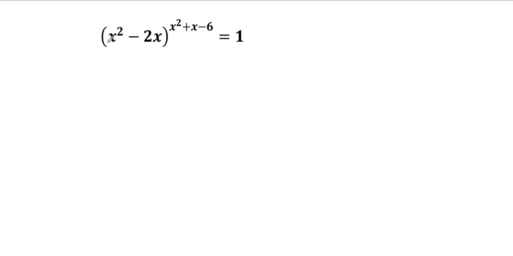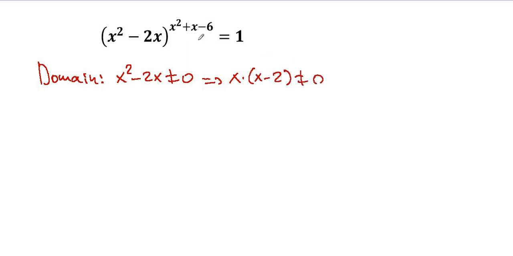Hello everyone, in this video we are going to solve an exponential equation where we have to find integer solutions of x. So let's start. First of all, we have to find the domain of this equation. The domain is x squared minus 2x cannot be equal to 0. Therefore, I factor it as x times (x minus 2) cannot be equal to 0.